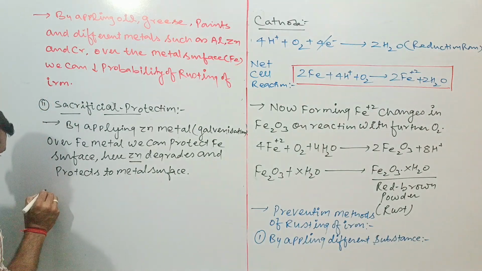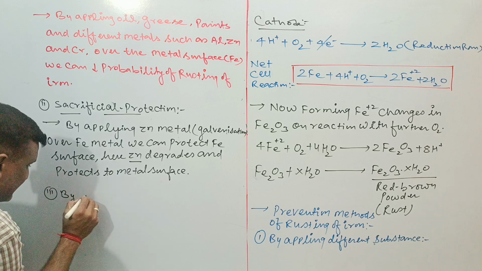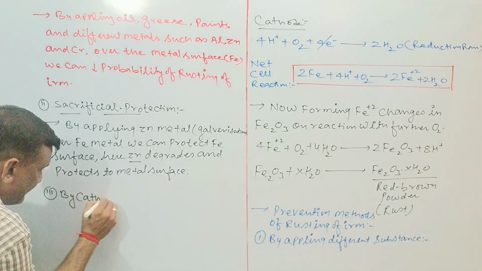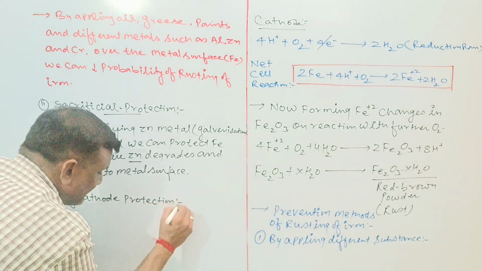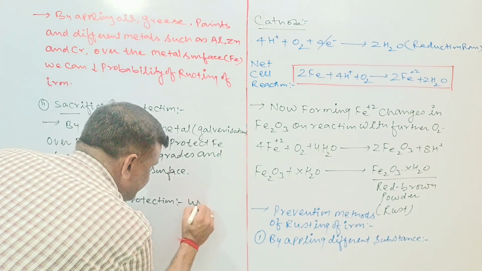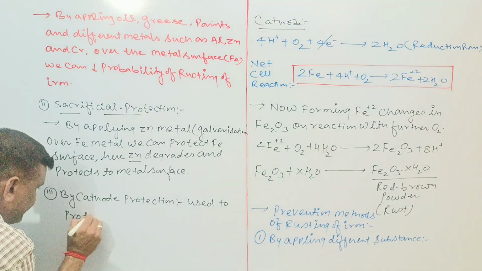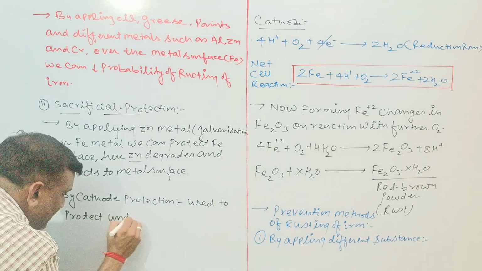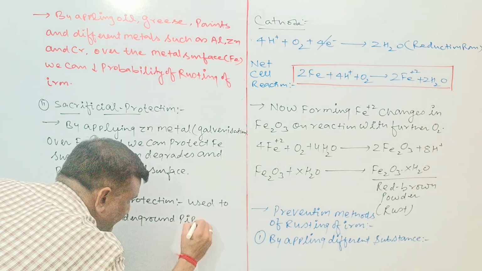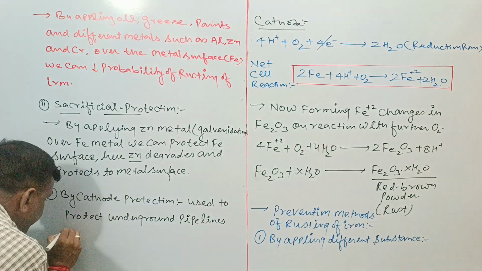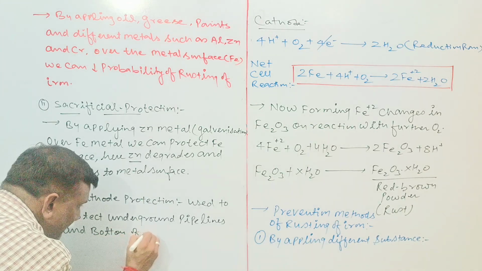Now the third way, that is cathode protection. By cathode protection, it is also important. This kind of protection is used to protect underground pipelines and the bottom of ships.